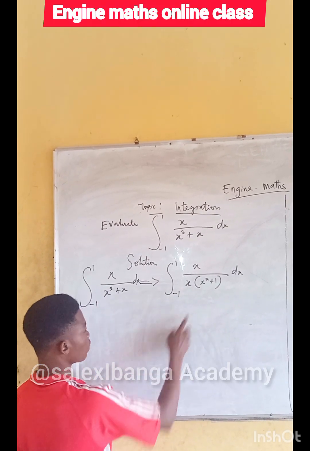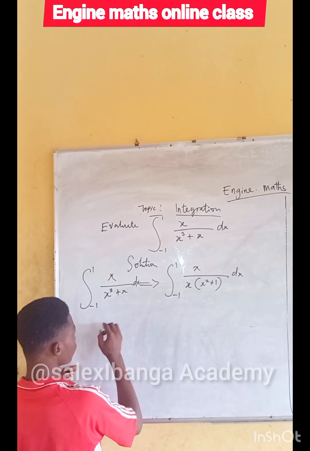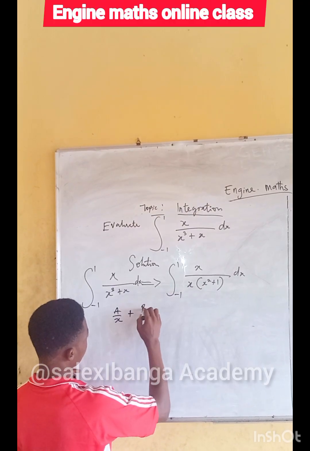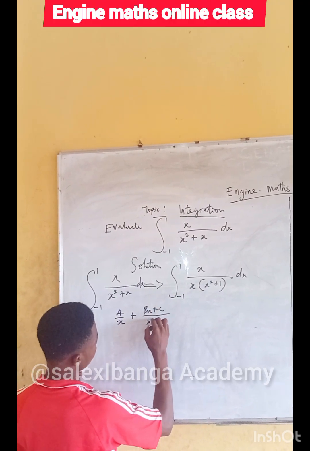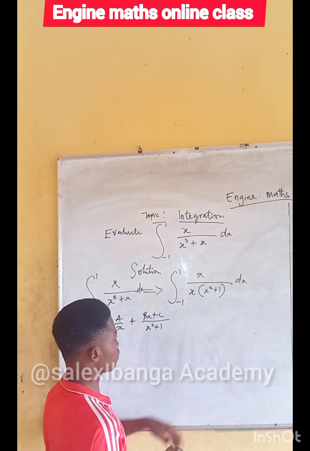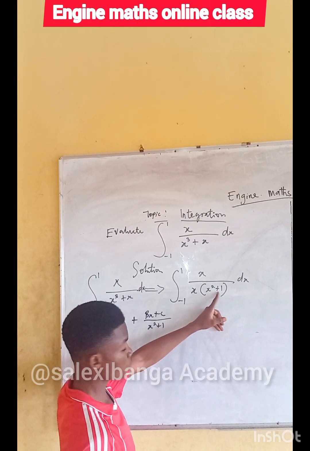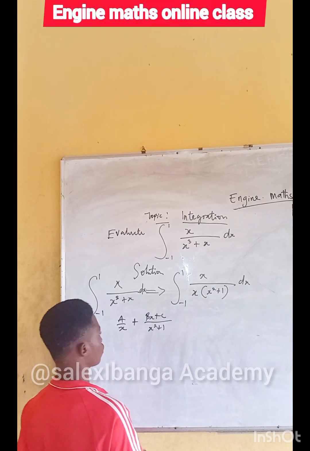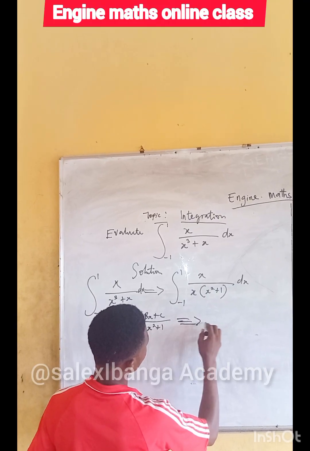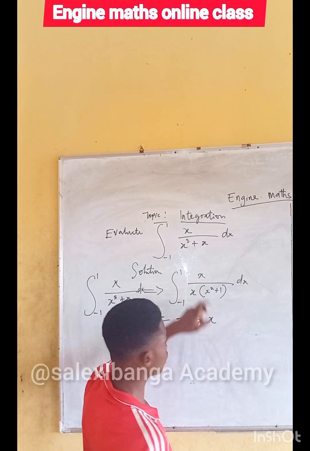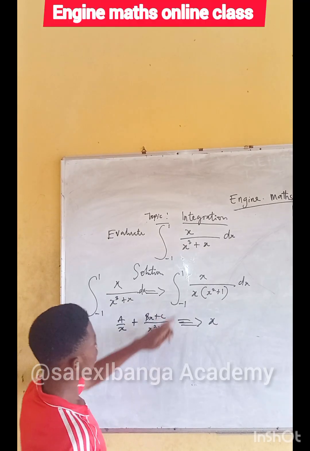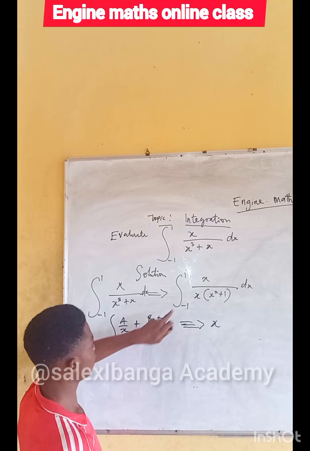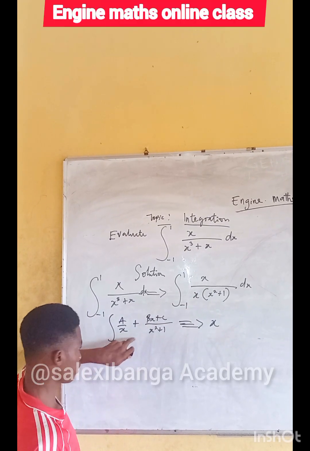So splitting the partial fraction, we have A over x plus bx plus c over x squared plus 1. Because if you are splitting x squared plus 1 into partial fractions, that will give you bx plus c, since the degree of x here is squared. Equate everything to what is on top. So the integral of this is the same thing as the integral of this.